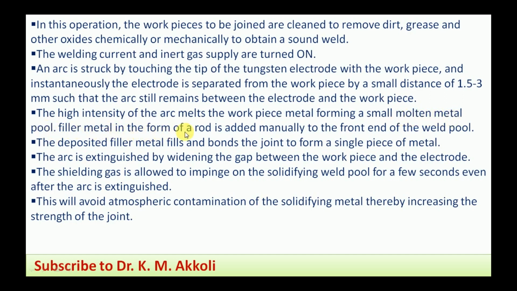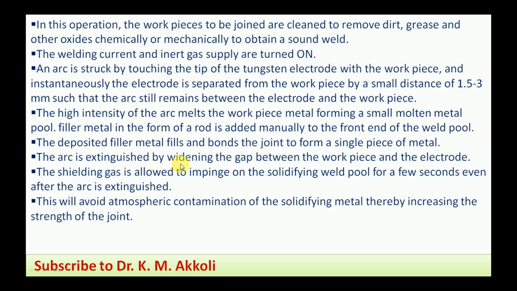Filler metal in the form of a rod is added manually to the front end of the weld pool. Here the filler metal is added manually. The deposited filler metal fills the pool and bonds the joint to form a single piece of metal. The deposited metal and the molten pool together form a single piece of metal.